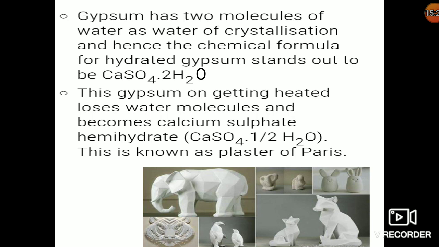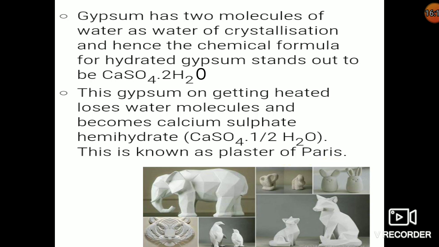Next is gypsum, again an example of a hydrated salt. In gypsum we have 2 molecules of water as water of crystallization. So the chemical formula of hydrated gypsum is calcium sulfate, CaSO4.2H2O. Water of crystallization is 2. If you heat this gypsum, then what happens? It loses 1.5 water molecules. So from 2 water molecules, if 1.5 water molecules go off, then what is the remaining part? The remaining part is CaSO4.1/2H2O.